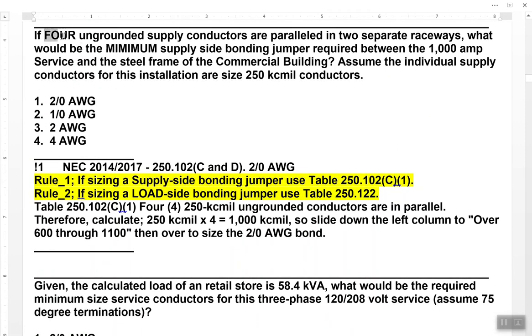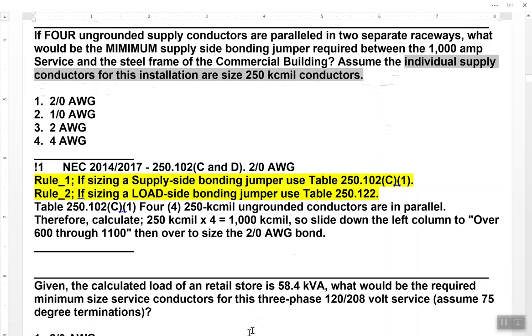Here we go: ungrounded supply conductors. These are paralleled in two separate raceways. What would be the minimum supply side bonding jumper? So that's when we know we need the first table, 250.102, between the 1,000 amp service and the steel frame of the commercial building. Assume the individual supply conductors for this installation are 250 kcmil. And there's four of them. That's pretty easy math.